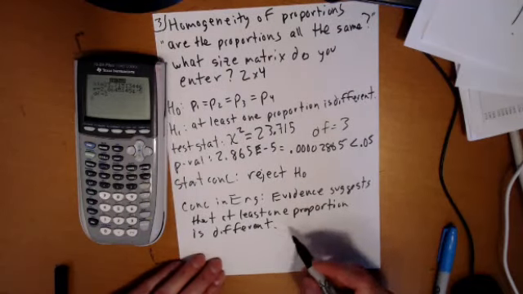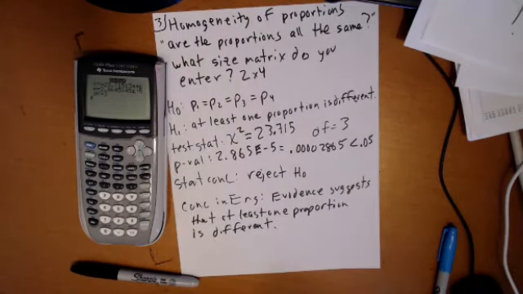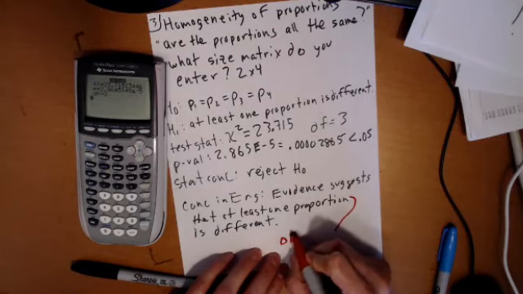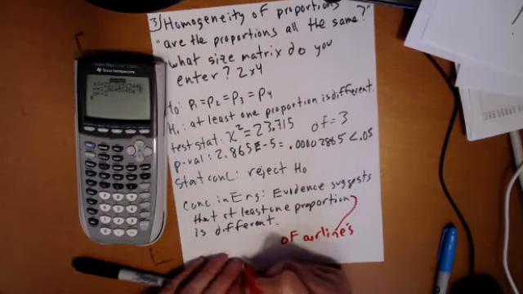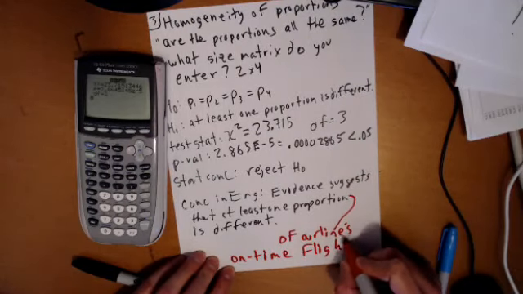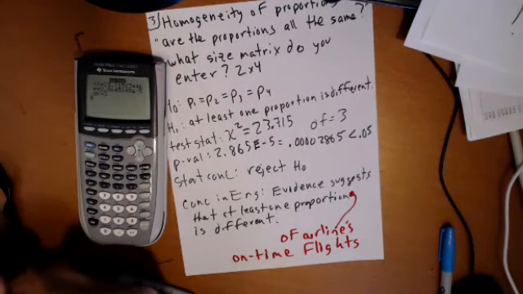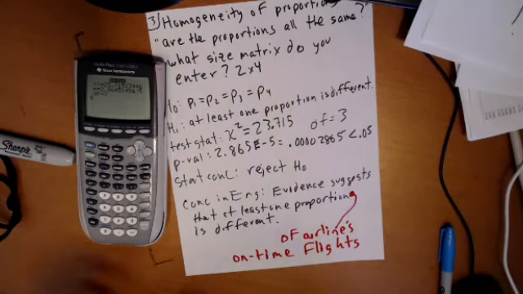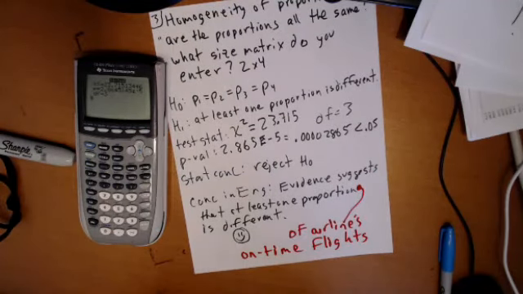Evidence suggests that at least one proportion, you want me to add that? Fine. Evidence suggests that at least one proportion of airlines on-time flights is different. So let's put that right there. Read it one more time. Evidence suggests that at least one proportion of airlines on-time flights is different. Ta-da! See? Not too bad. Smiley face. Too much coffee today. Okie dokie.